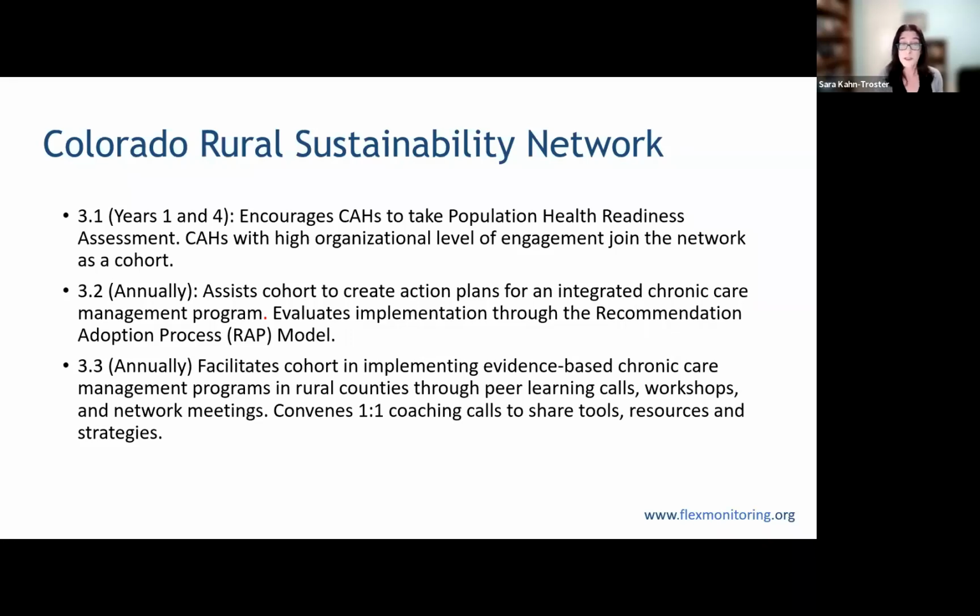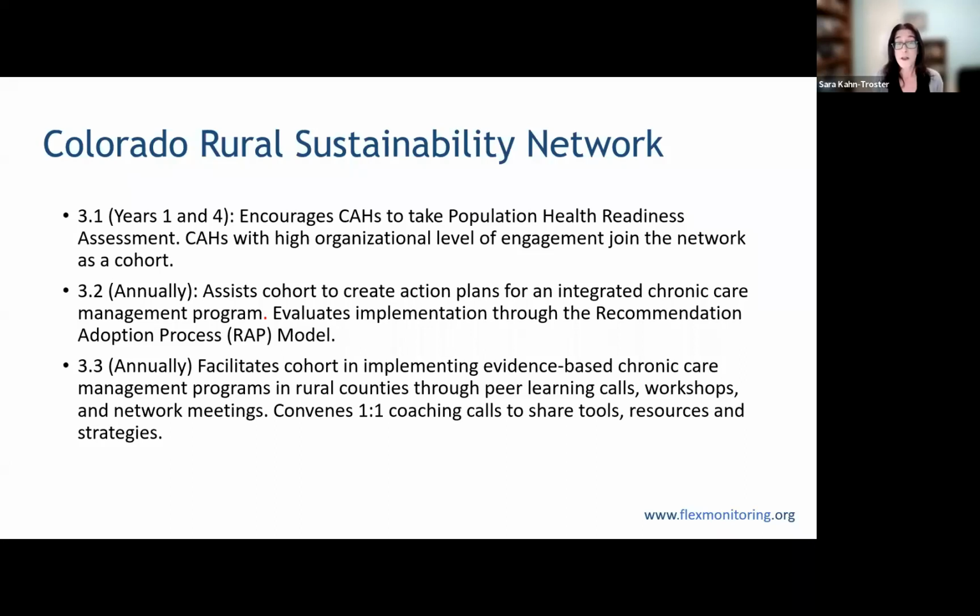Colorado's application described the implementation of a project called the Colorado Rural Sustainability Network to help CAHs prioritize and address population health needs via a cohort-based chronic care management initiative. And some of you may have seen Colorado's presentation about it on Tuesday. In the first year of the funding cycle, Colorado planned to have interested CAHs complete a population health readiness assessment, with the results used to identify communities that were well positioned to implement population health projects.